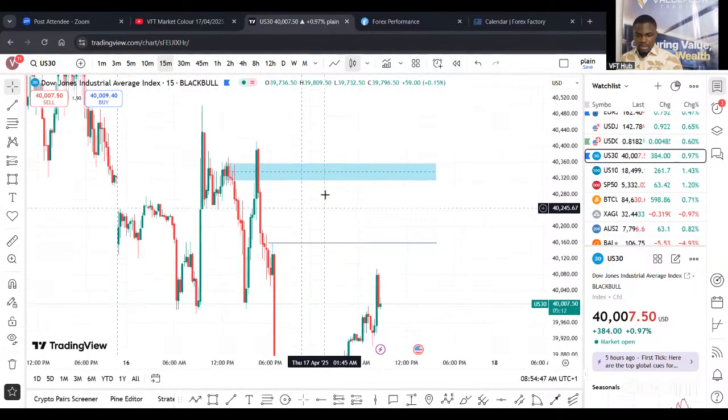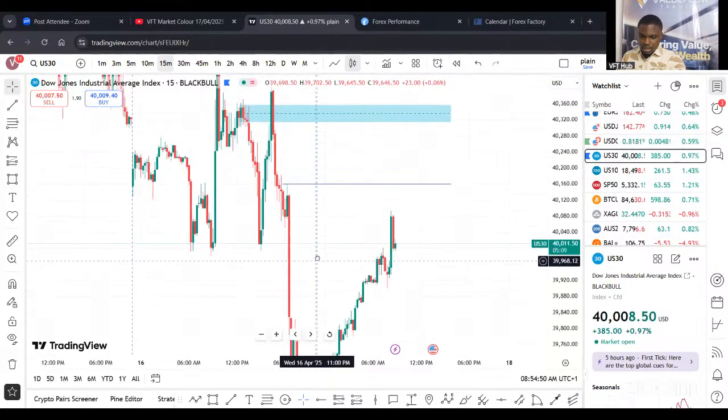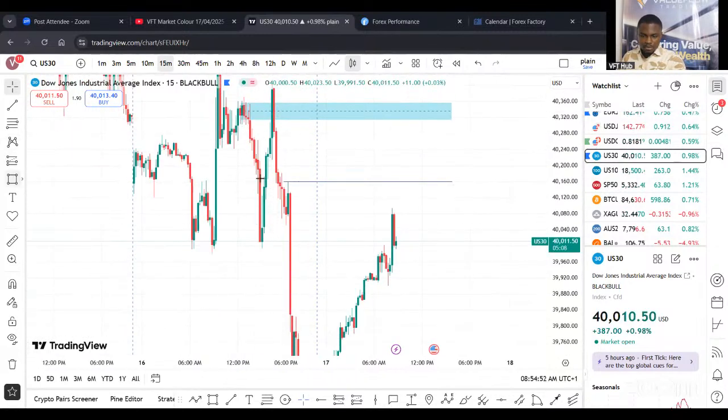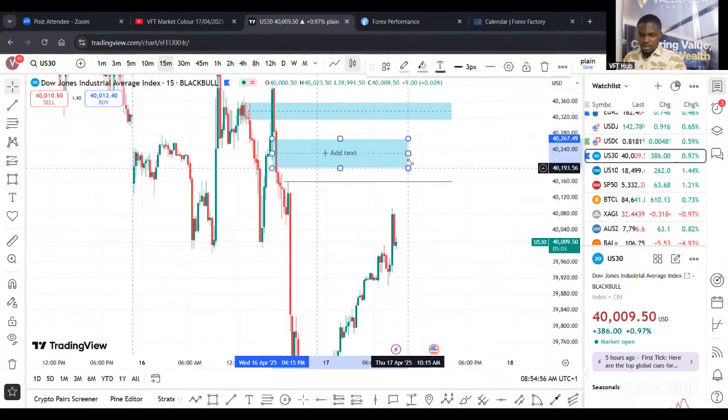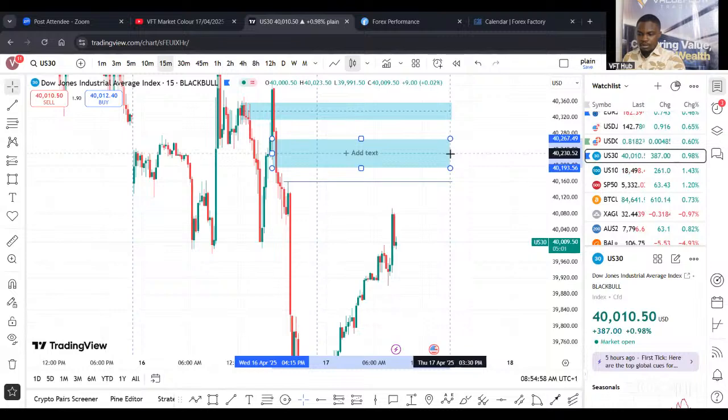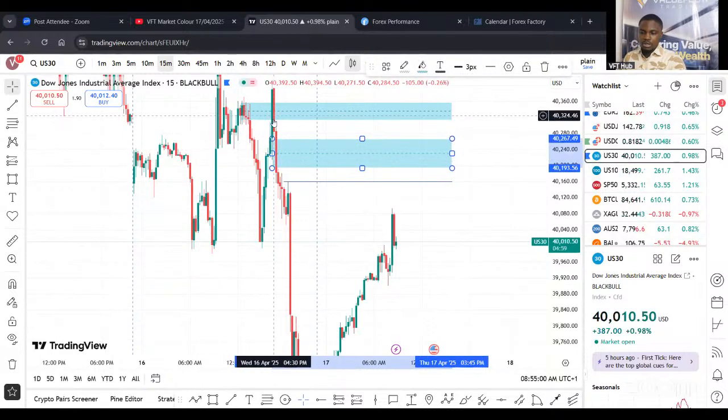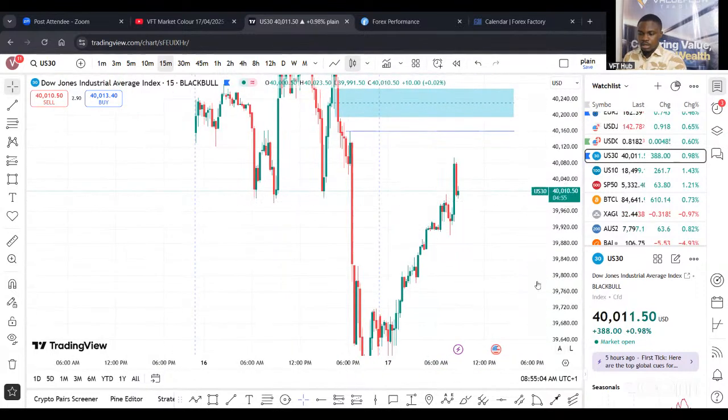I'm looking at this: a sweep, a break to the downside, and then there's a fair value gap that has not been filled, right? Fair value gap, an order block above it, the fair value gap, and then another block just above it, which I expect price to tap and then start selling to the downside again.